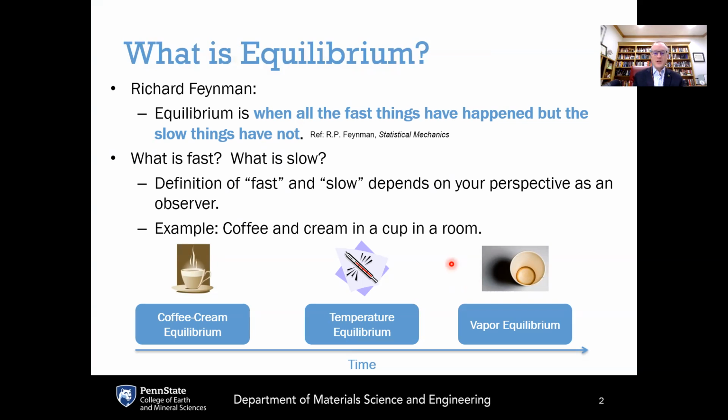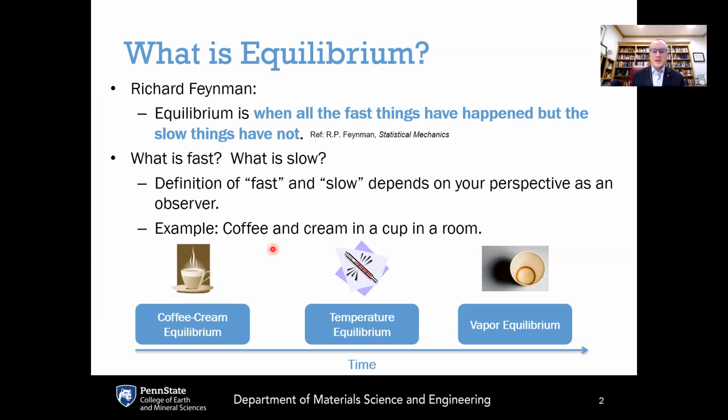So I ask you, which one of these is the true equilibrium? The coffee cream mixture, the thermal equilibrium, or the vapor equilibrium? The answer is any one of these can be the true equilibrium depending upon what it is that you want to study. If you are interested in studying the mixing of the coffee and cream, then the relevant equilibrium that you study would be on the shorter time scale.